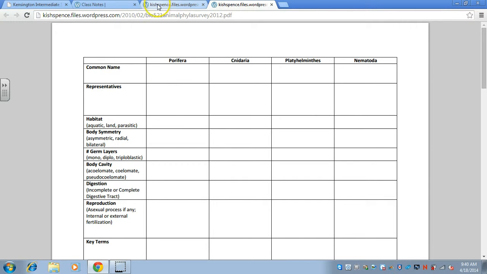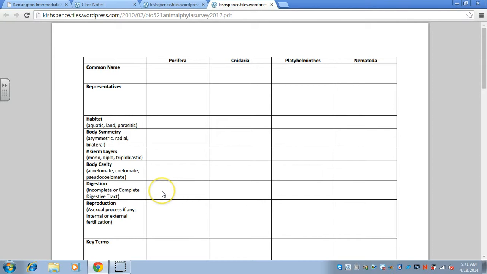So, what do we know about them? Their common name, they're pore-bearing animals. Representatives are sponges. Their habitat, they're aquatic. Body symmetry, we said they are, you're right, asymmetric. And for the number of germ layers, there's 2. So we say diploblastic. They are acoelomate because they have no body cavity.